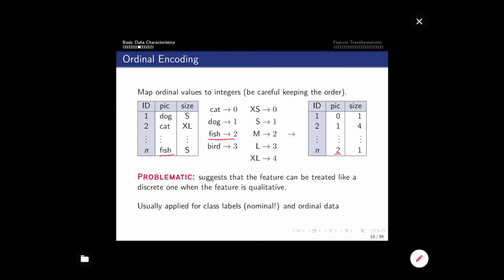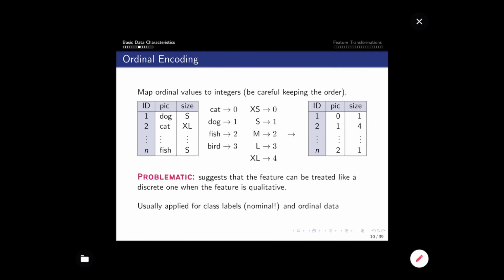And the same we do with the size. Here you should really keep the order such that XS is smaller than S, and 0 is also smaller than 1. So how do we do this? S is mapped to 1 here, right? And XL is mapped to 4, and S is again mapped to 1.